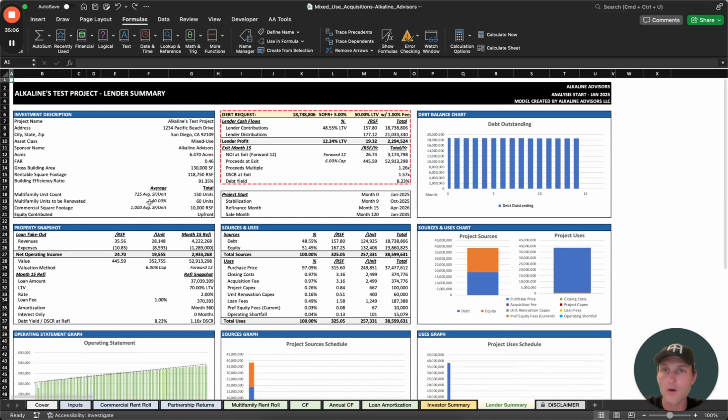So with that, we are done reviewing our mixed use acquisition model.